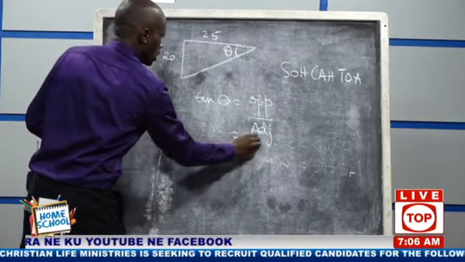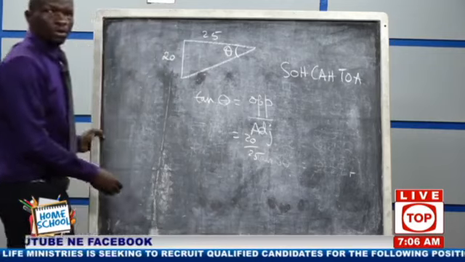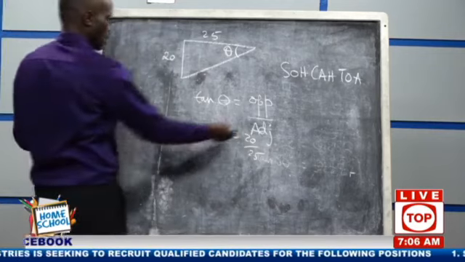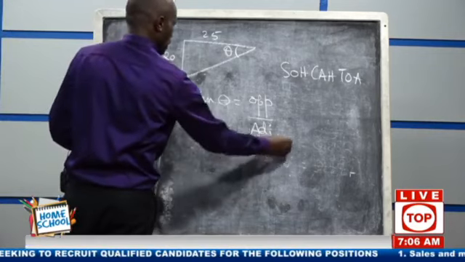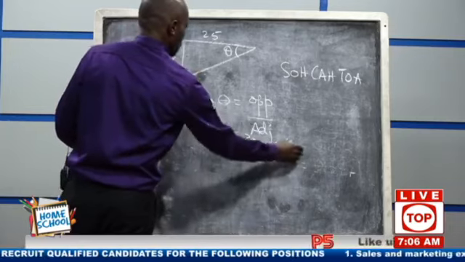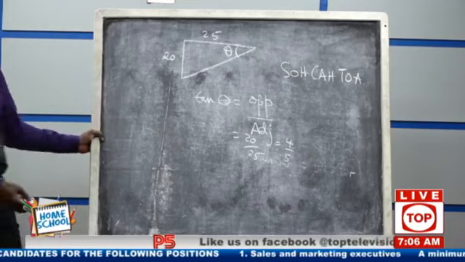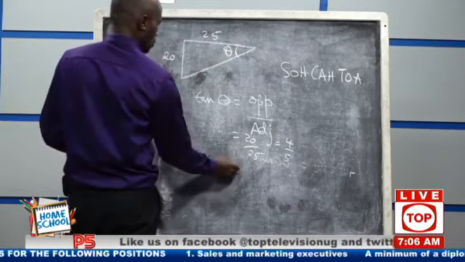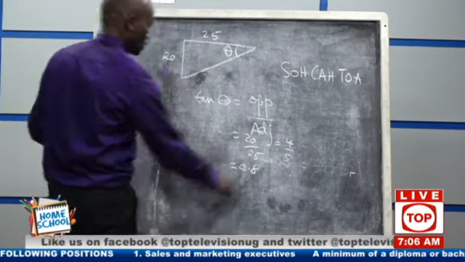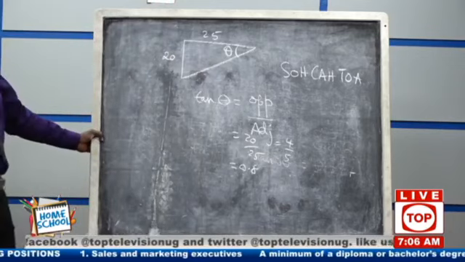So it will be 20 out of 25. If you so wish, you can reduce that by crossing here by 5, that's a 4, by 5 here, that is a 5. Or you could even punch that in your calculator and it should produce for you a value such as 0.8. So that is the tan.